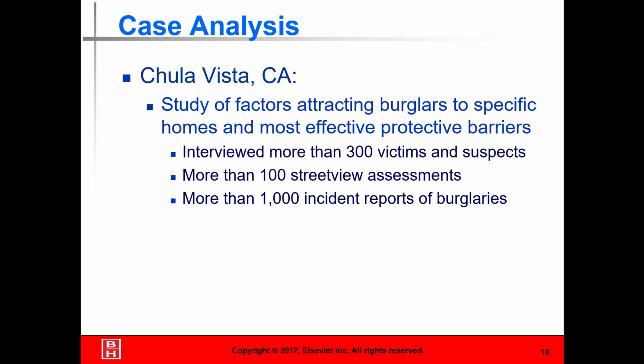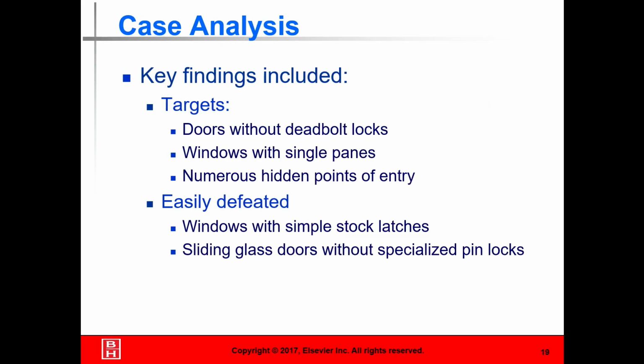Doors without deadbolts were most likely targeted. Windows with single panes were targeted. Windows with simple locks, and sliding glass doors without specialized pin locks, were easily opened. Almost all targeted properties had numerous hidden points. So these are some of the different things. The five major developers did this study. They had more than 1,000 cases. So we want to make sure that we put this in place, because this is just simple stuff.